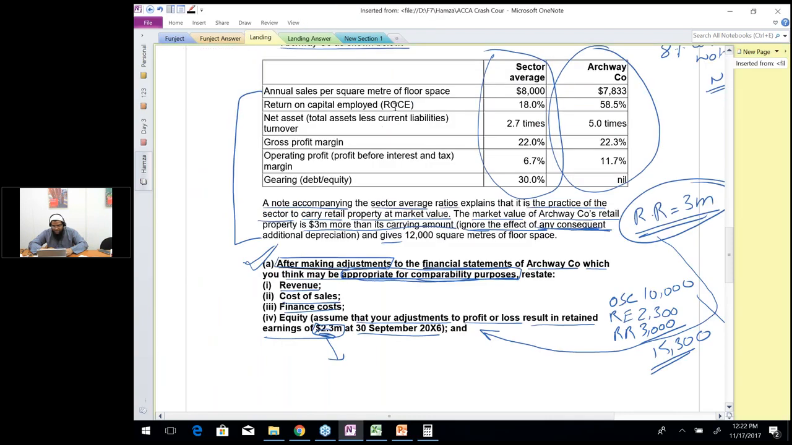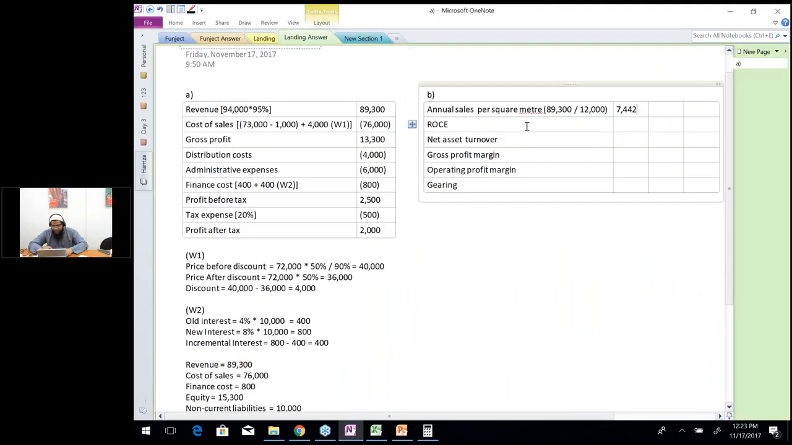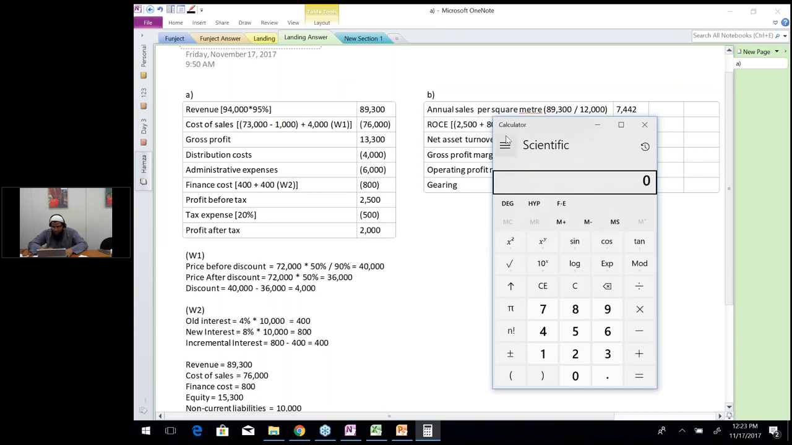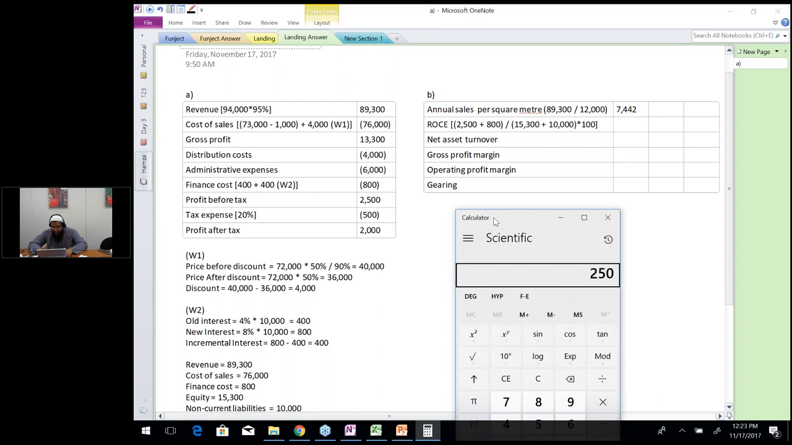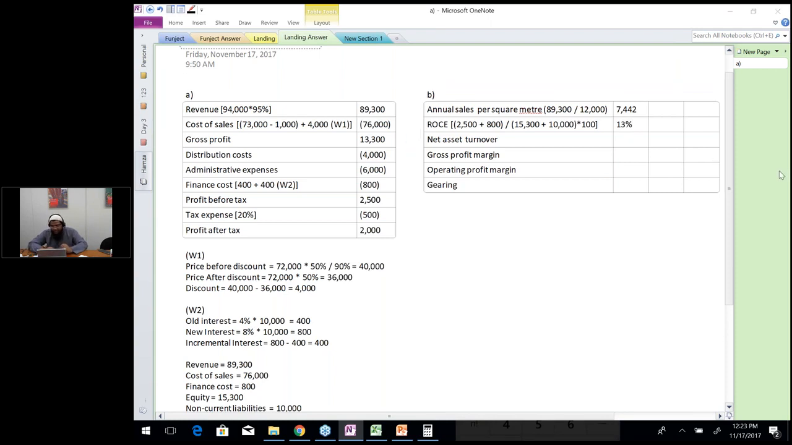Similarly, the question has asked us ROCE, so profit before interest and tax divided by capital employed. So profit before interest and tax can be calculated as 2500 plus 800. 2500 plus 800 will give us the operating profit divided by capital employed, which is equity plus debt. So equity is 15,300 plus debt is 10,000. So this is going to be 2500 plus 800, 3300 divided by bracket 15300 plus 10,000 and multiplied by 100, which is going to give us 13.04. So we can say that ROCE is actually 13%.